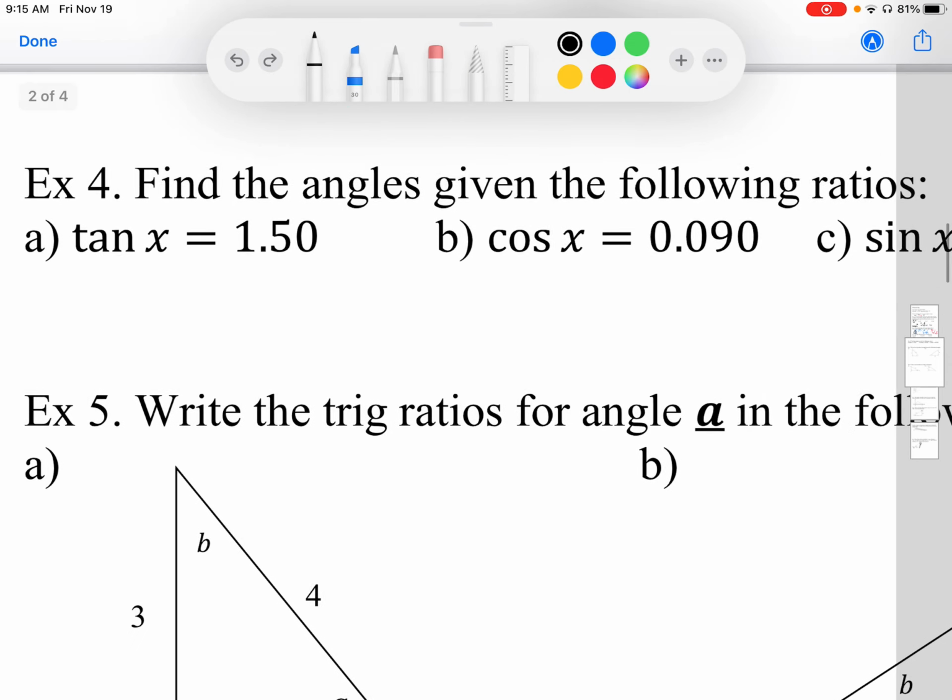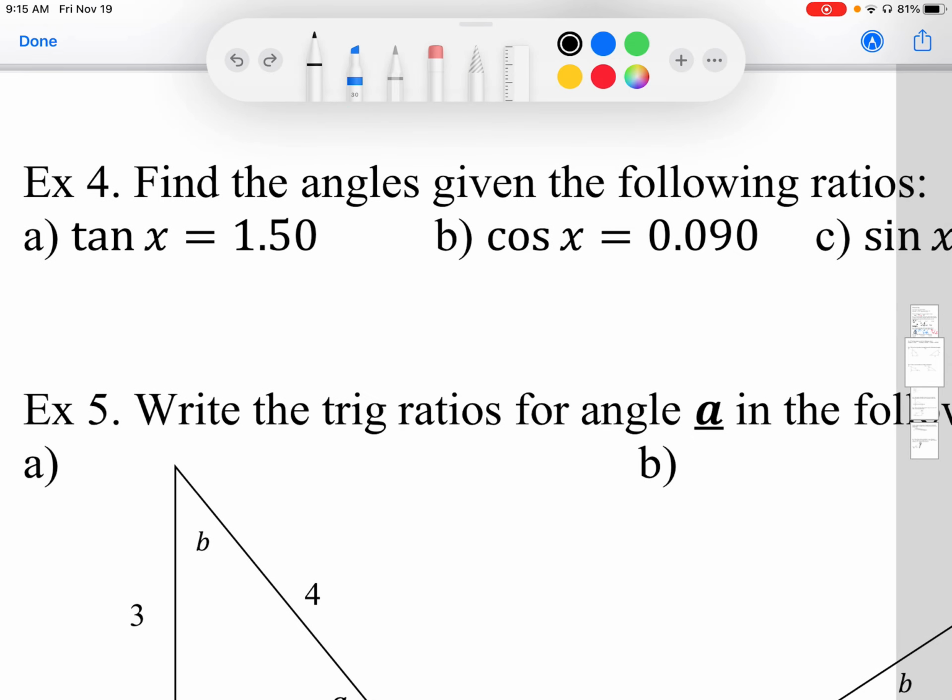So I need to rewrite this using arctan. So I'm going to write it like this. Arctan of 1.50 is equal to the angle x. And typing it into my calculator, I get angle x is equal to 56.31 degrees.